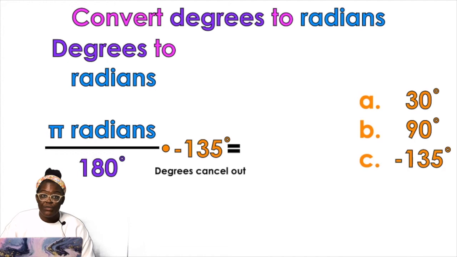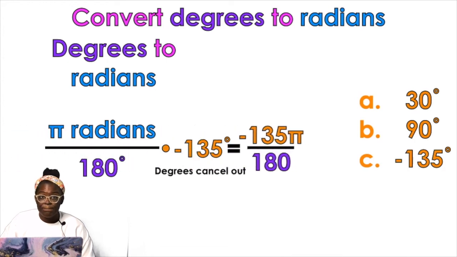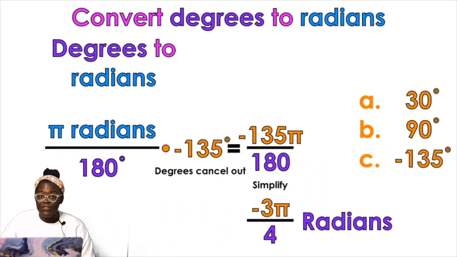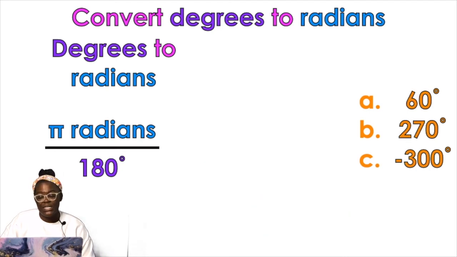All right, so now we're going to do the same thing, but with negative 135 degrees. First of all, my degrees are going to cancel out. Negative 135 pi over 180. I'm going to simplify. I'm going to get negative 3 pi over 4 radians. It's really that easy. Okay, so your job is to do 60, 270, and negative 300 on your own.